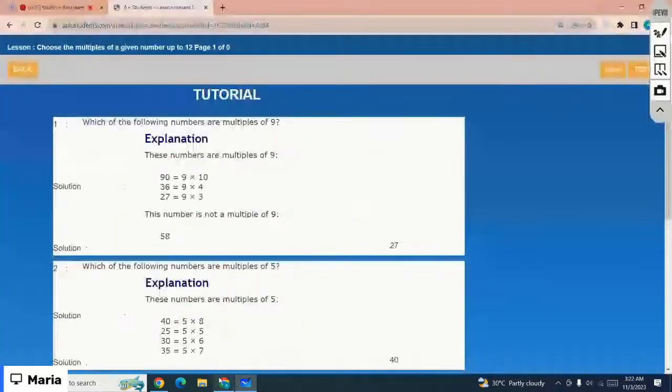Which of the following numbers are multiples of 9? Right? You have 90. 9 times 10 is 90. You have 36. 9 times 4 is 36. You have 27. 9 times 3 is 27. The only number we have is 58. 9 times no number equals 58, right? That means 58 is not a multiple of 9. Got it? Let's just start with the practice questions.